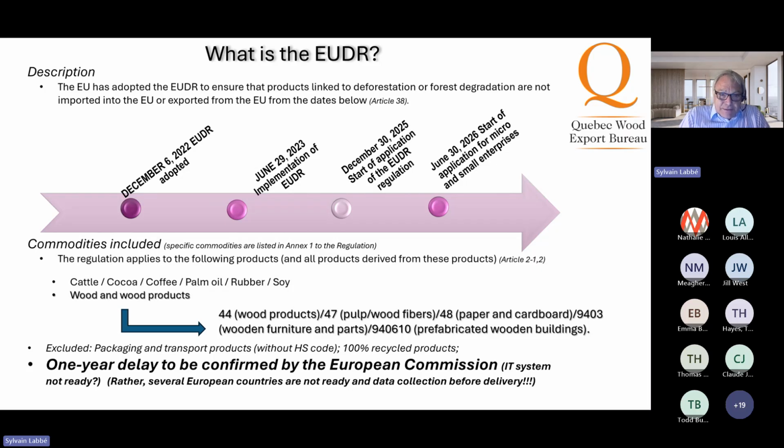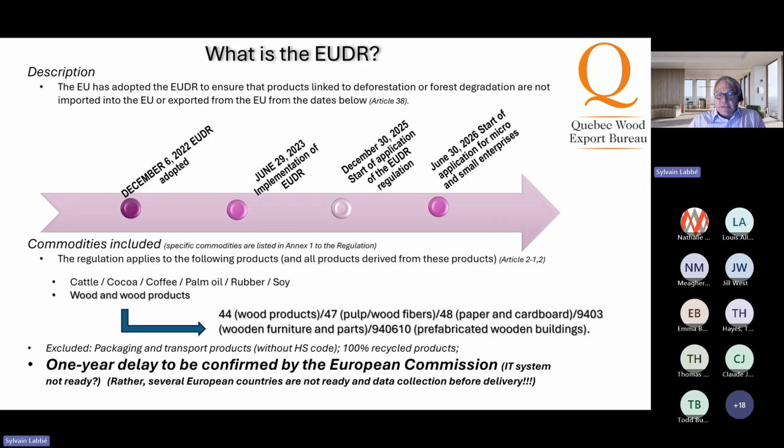The commodities that are affected are all components coming from forest or potentially creating deforestation, like cattle, cocoa, coffee, palm oil, rubber, soy, but also wood and wood products. And when we talk wood products, it includes all down the value chain of wood products: 2x4, value-added wood, pulp, wood fiber, paper, cardboard, wooden furniture, prefab wood buildings, and even books made with paper.